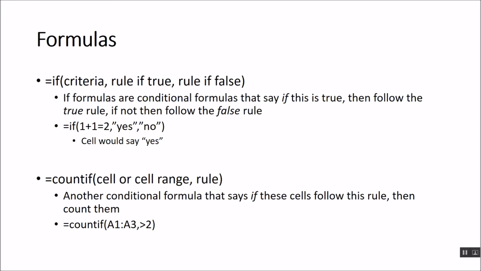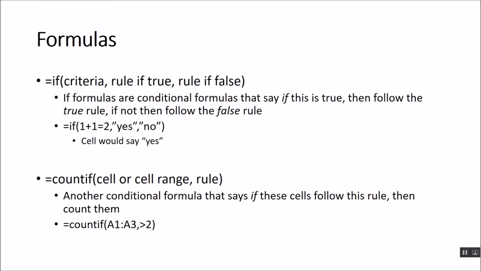So it's basically saying, if this is true, then follow the true rule. If not, then follow the false rule. So here's an example. If 1 plus 1 equals 2, then you would put yes in the cell. If not, then it would put no in the cell. So typically we're not putting an equation like 1 plus 1 equals 2. We would be referencing other cells in that sheet, and that's what we'll be doing today.